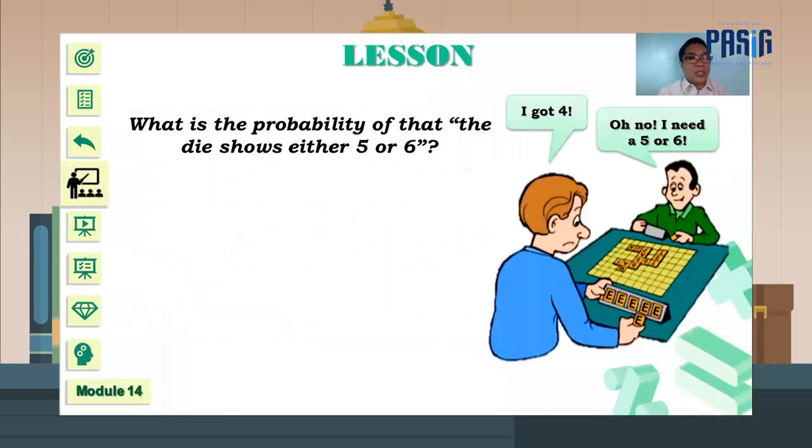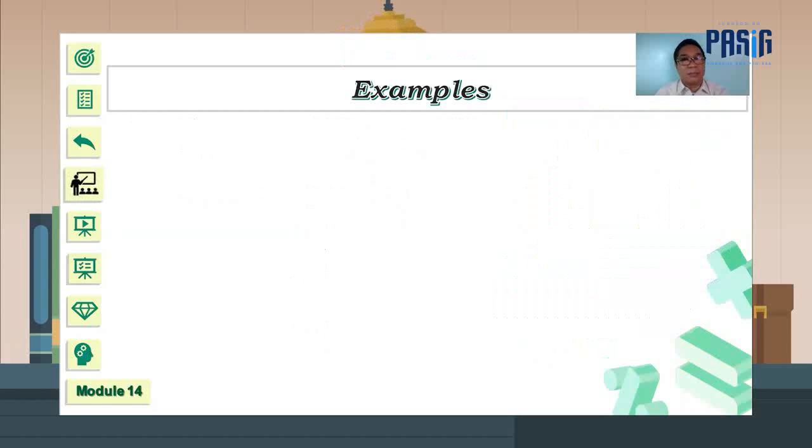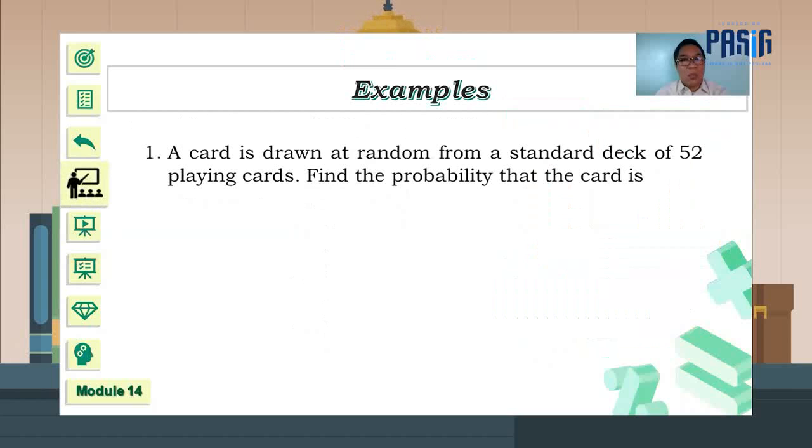Going back to the third question, what is the probability that the die chooses either 5 or 6? Applying the formula for compound events, you have probability of A or probability of B is equal to 1 over 6 plus 1 over 6. Simplifying it, we have 1/3. So therefore, the probability that Chris will play first is 1 over 3, or 1/3. Let's have more examples about compound probability.